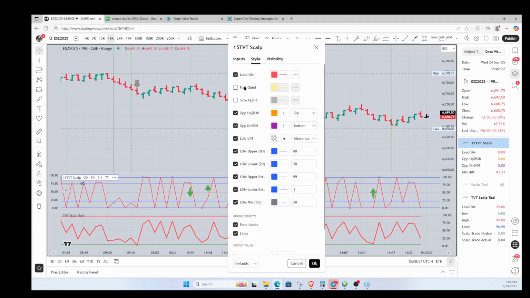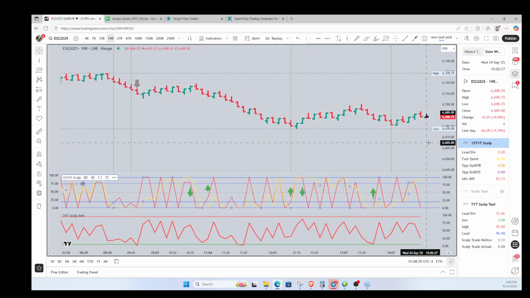Ideally what I'd like to have is something here that will show you when it's exactly like this, you sell the open to the next bar. When it's like this, you buy the open to the next bar. When it's like this, you sell the open to the next bar. When it's like this, you buy the open to the next bar.